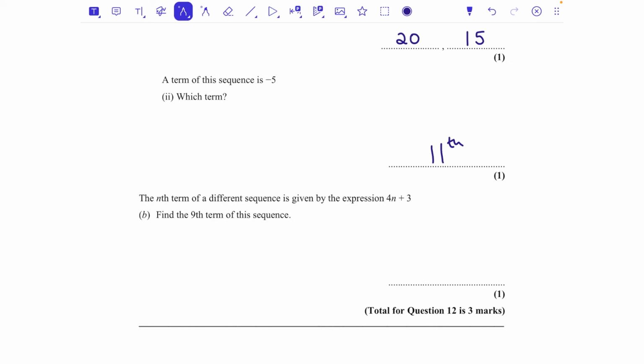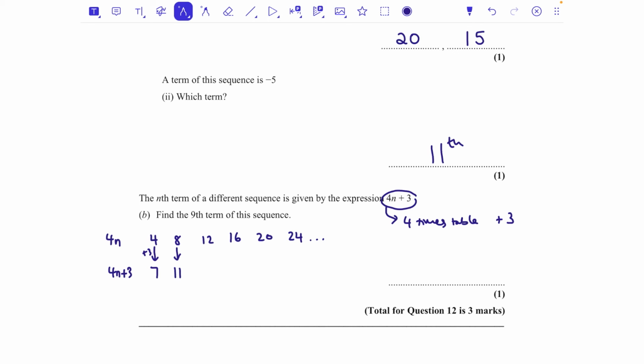The nth term of a different sequence is given by the expression 4n add 3. Find the 9th term of this sequence. So 4n add 3 means the 4 times table add an extra 3. So if I wrote out the 4 times table, it would go 4, 8, 12, 16, 20, 24, and so on. But this sequence is 4n add an extra 3. So that would be 7 instead of 4, 11 instead of 8, 15, 19, 23, 27 and so on, okay? So this would be the sequence.